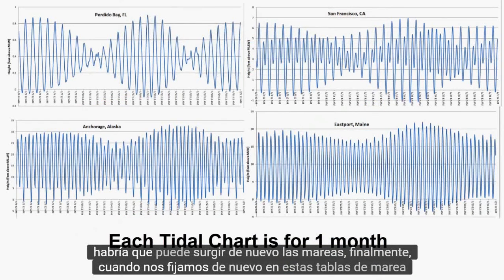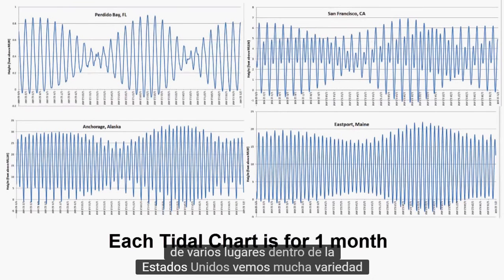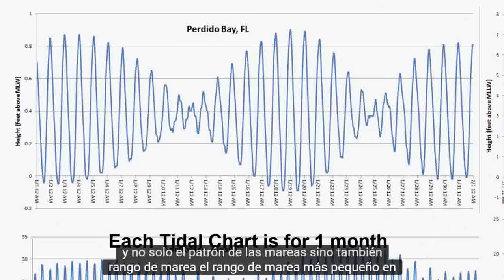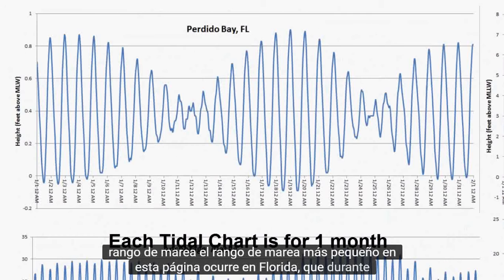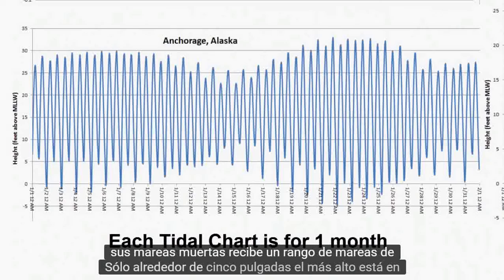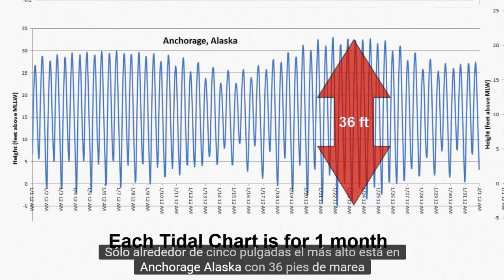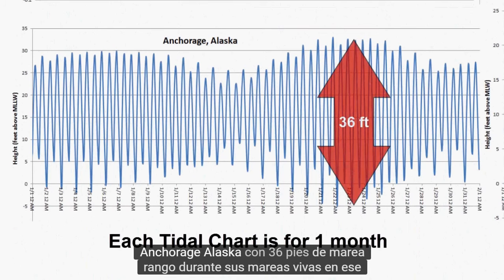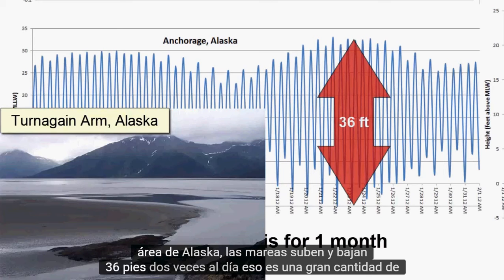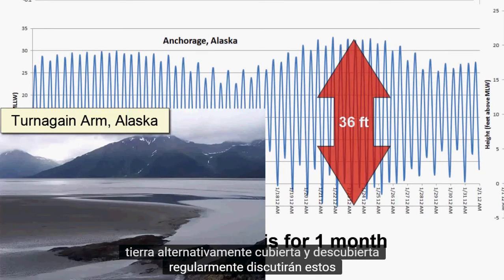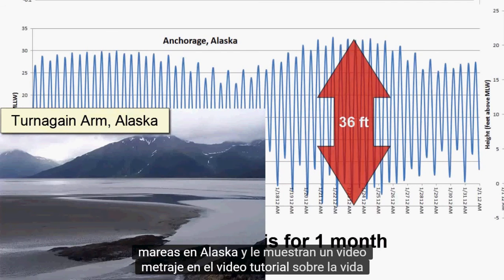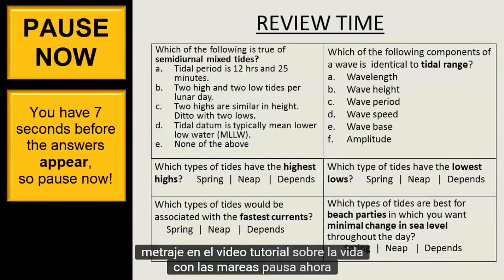Finally, when we look again at these tidal charts from various locations within just the United States, we see a lot of variety in not only tidal pattern, but also tidal range. The smallest tidal range on this page occurs in Florida, which during its neap tides receives a tidal range of only about 5 inches. The highest is in Anchorage, Alaska, with 36 feet of tidal range during its spring tides. In that area of Alaska, the tides rise and fall 36 feet 2 times a day. That's a lot of land alternately covered and uncovered on a regular basis. We'll discuss these tides in Alaska and show you some video footage in the video tutorial on living with the tides. Pause now.